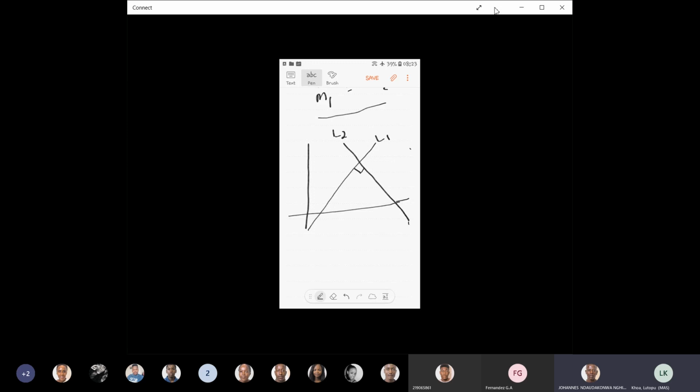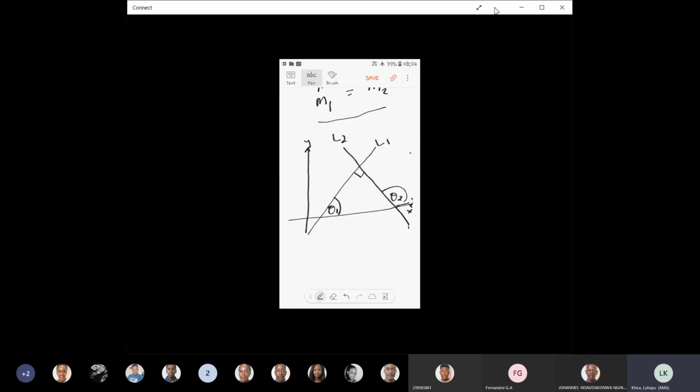Okay. Now, line 1 has an inclination of theta 1. Line 2 has an inclination theta 2. So theta 2 is the angle between the positive x-axis and the line. So this angle here is not the angle of inclination theta 1 of line 2. Now this is a right angled triangle.